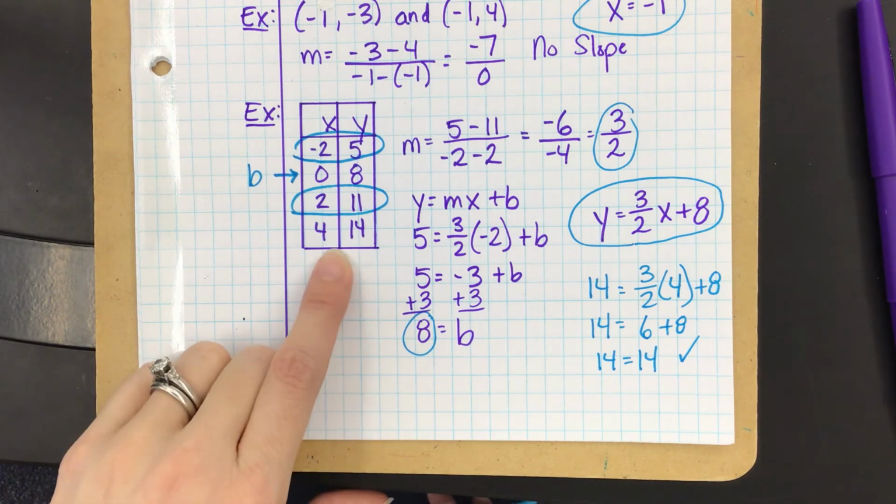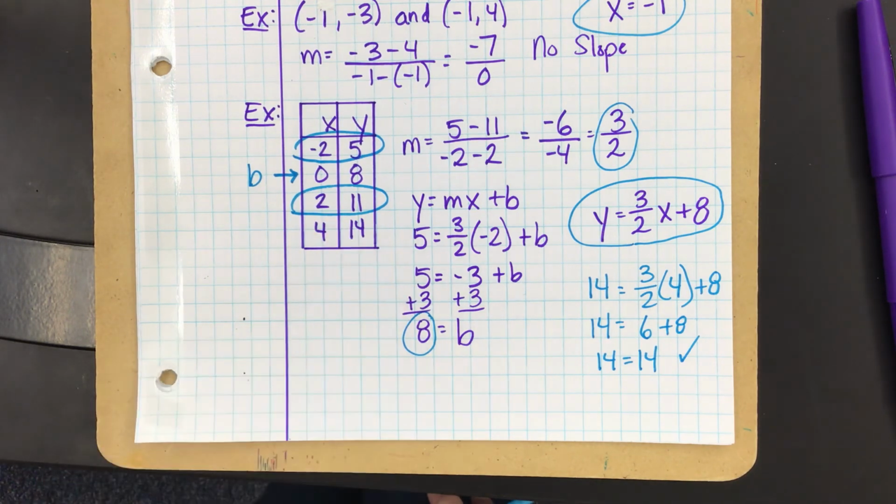So finding the equation of a line given a table is not at all different from just finding it between 2 points. So if you can do between 2 points, you can do a table just fine. Okay?